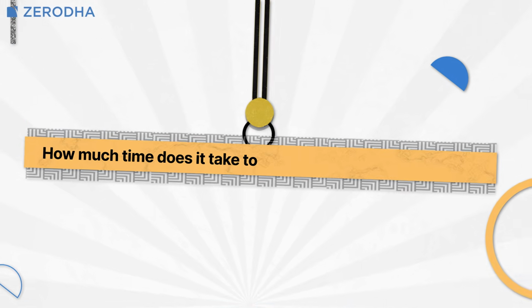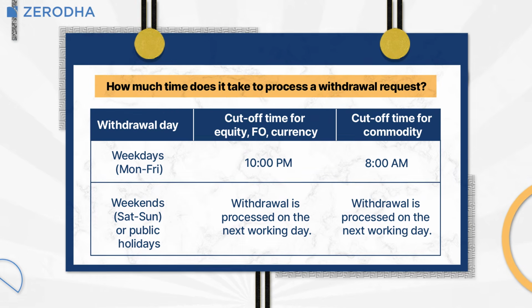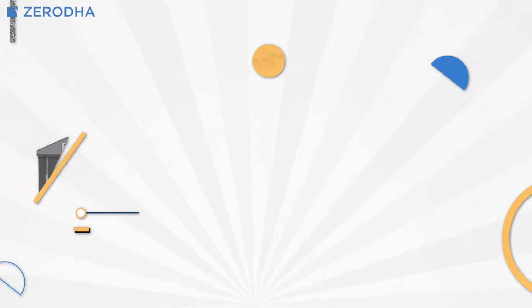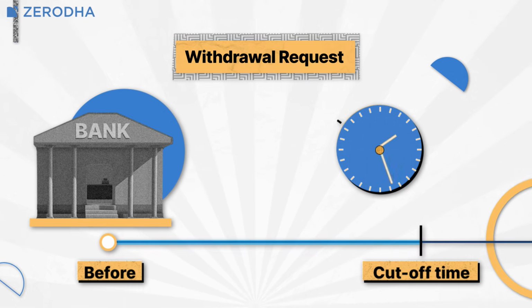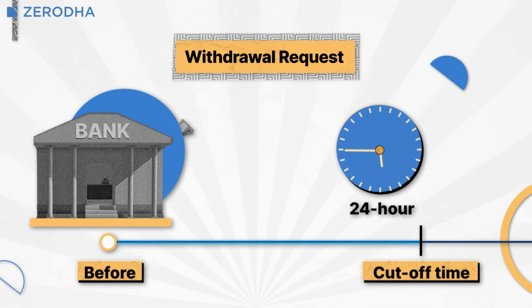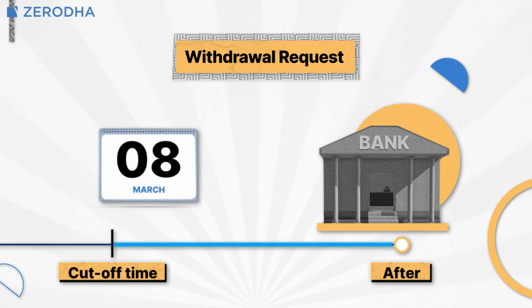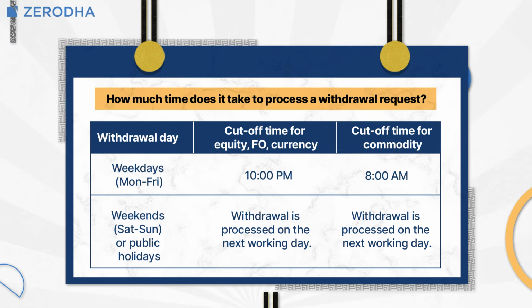How much time does it take to process a withdrawal request? Withdrawal request is processed at the cutoff time mentioned in this table. If the withdrawal request is placed before the cutoff time, the funds will be credited to your bank account within 24 hours of the cutoff time. But if the withdrawal request is placed after the cutoff time, it will be processed the next day. Cutoff timing for withdrawal requests are given here.